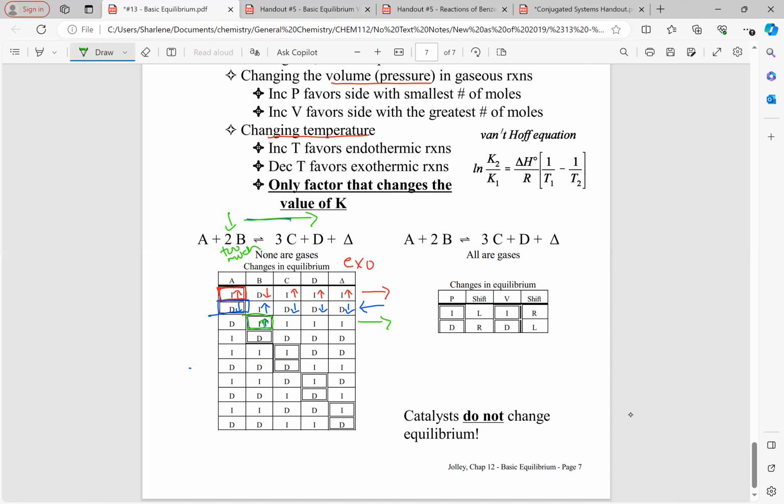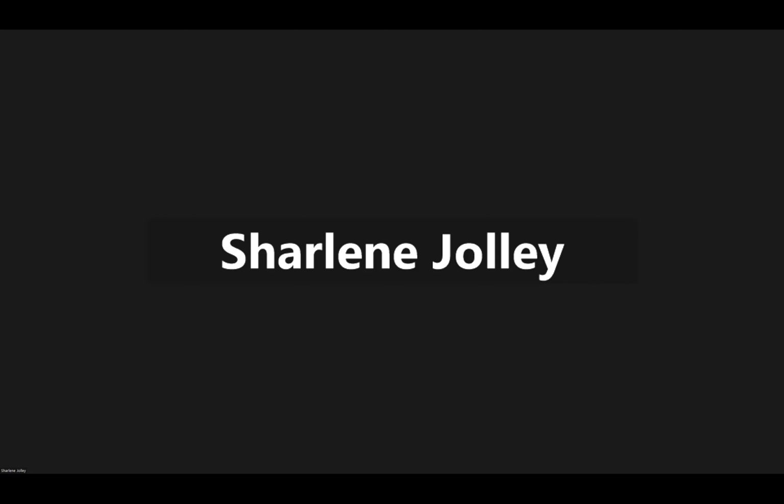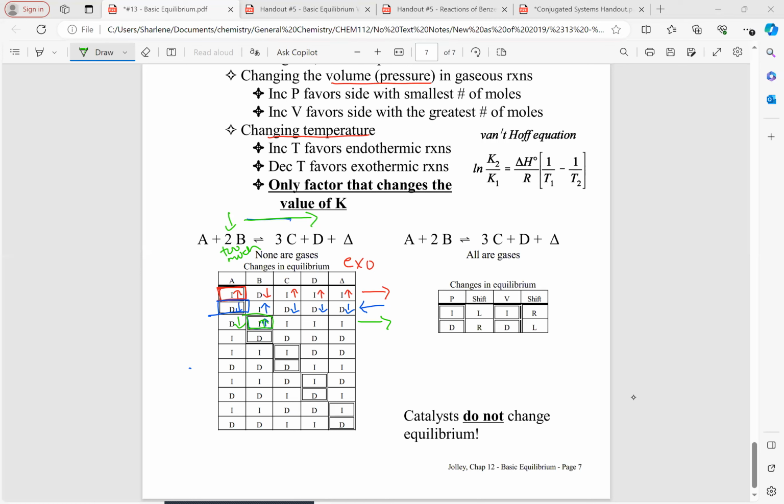And as a consequence, what's going to happen? All right, let's try this again. So I'm going to shift to the right. And as a consequence, I'm going to lose some of my A, but I'm going to gain my products.